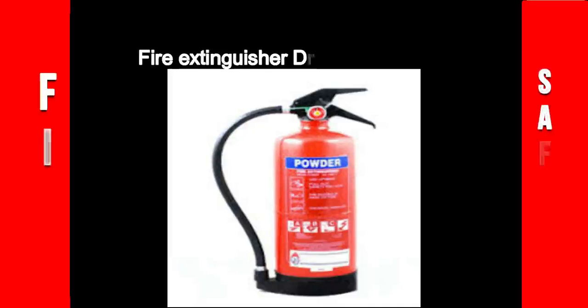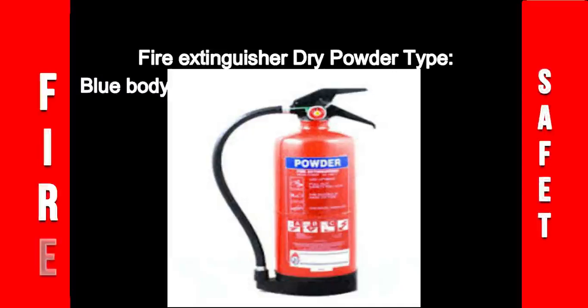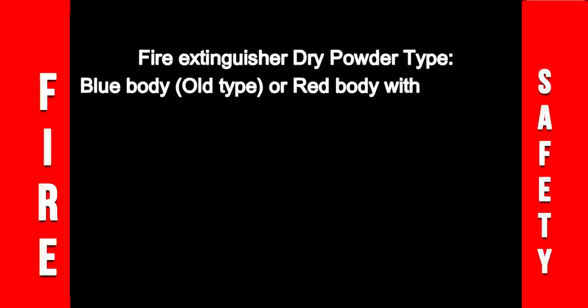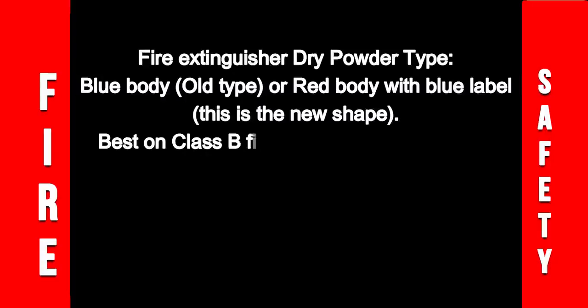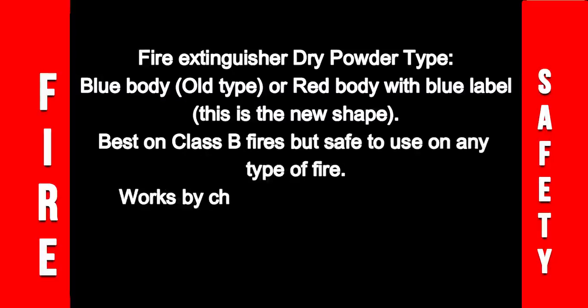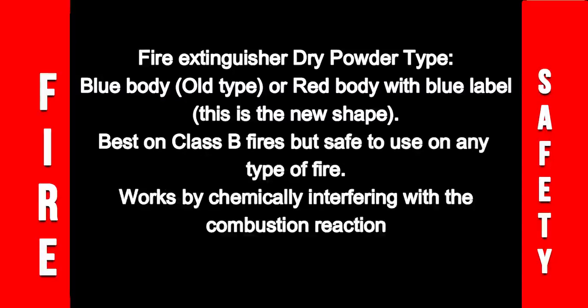Fire extinguisher dry chemical or powder type: blue body, old type, or red body with blue label, this is the new shape. Best on class B fires, but safe to use on any type of fire. Works by chemically interfering with the combustion reaction.